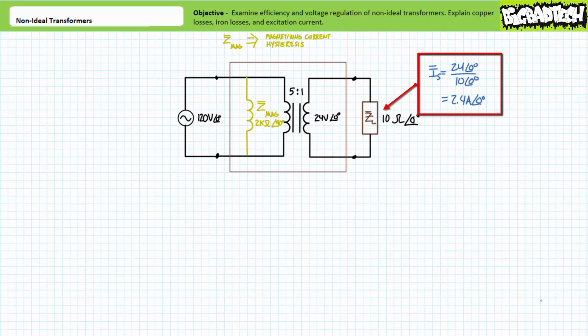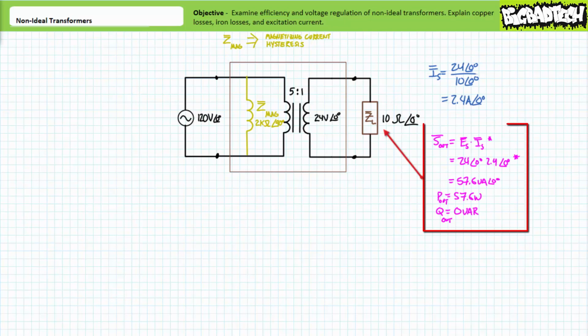Since we haven't messed with the secondary side yet, the 10 ohm resistive load still experiences 24 volts and Ohm's law demonstrates the current through it will be 2.4 amps at an angle of 0 degrees. Given these conditions, the power equation demonstrates the load still consumes 57.6 volt amps of apparent power, all of which is being directed towards 57.6 watts of real power, and none of it towards a reactive interchange.